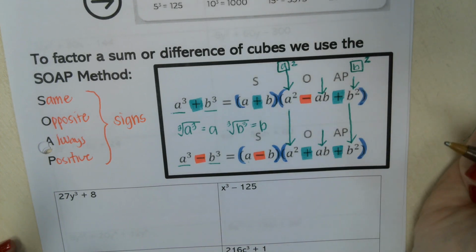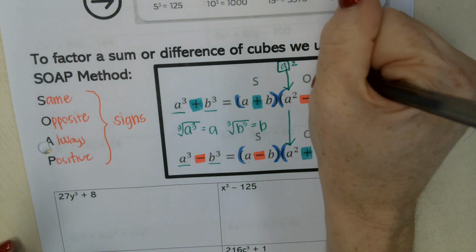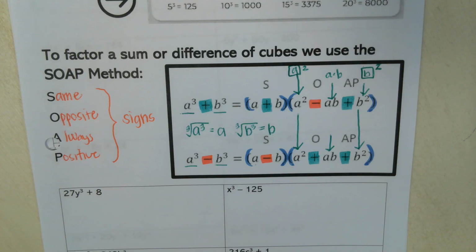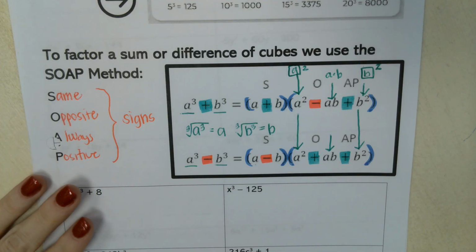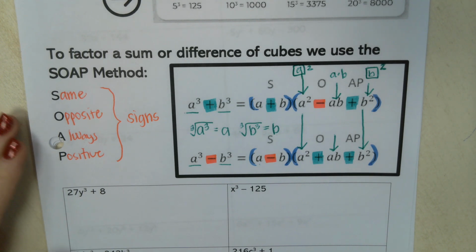You just have AB. What does AB mean? Yeah, A times B. All you're going to do is multiply your two things together and put it in the middle, okay? I promise, this is a lot easier than it looks. All we need to remember for this is same, opposite, always positive, and you're good.